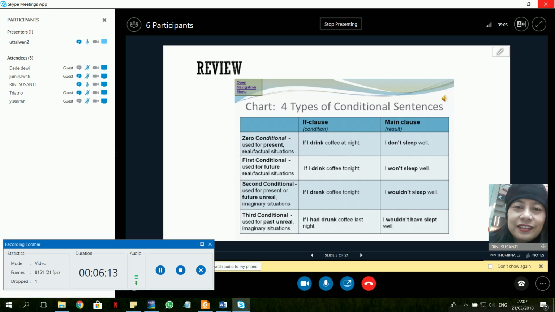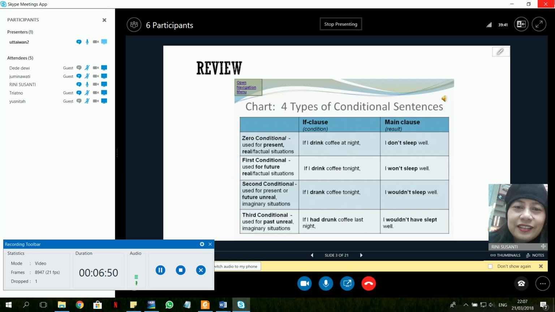For example, if I drink coffee tonight, I won't sleep well. So that's true. If I drink coffee tonight, I won't sleep well in the future, or if I drink coffee tonight, I will not get good sleep. So the fact is possible to happen to me if I drink coffee now. That's why, for expressing something that can happen in the future, we can use first conditional.